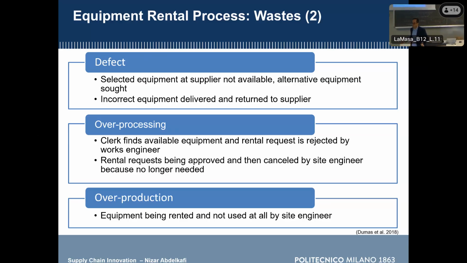So this is an example of overproduction. Right? We are just accumulating inventory for nothing. Inventory of equipment in this case. Make sense? Yeah, you see, for a simple process, how many things may go wrong.